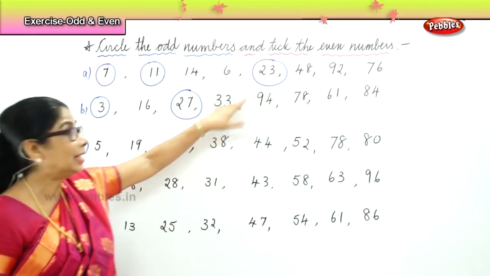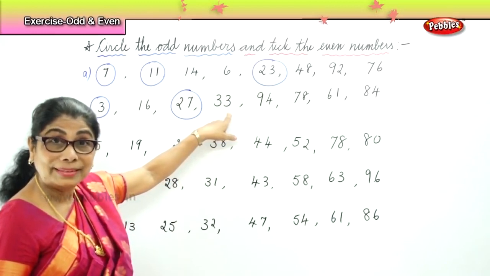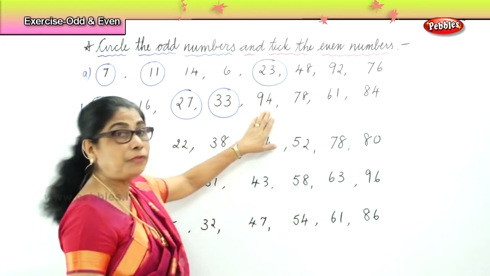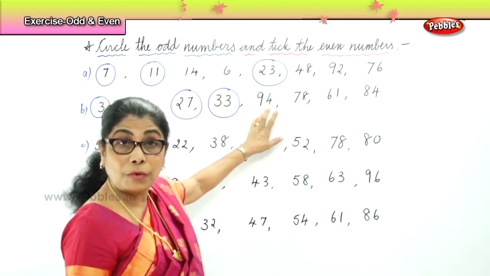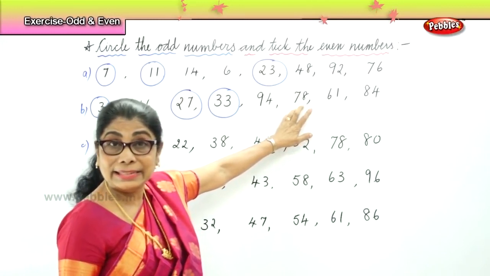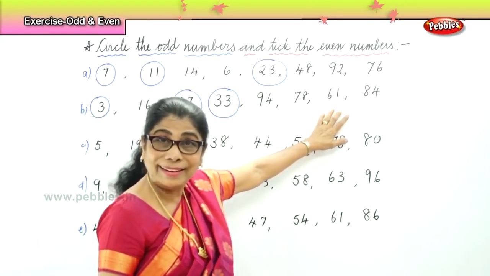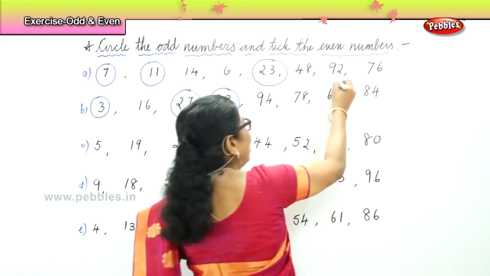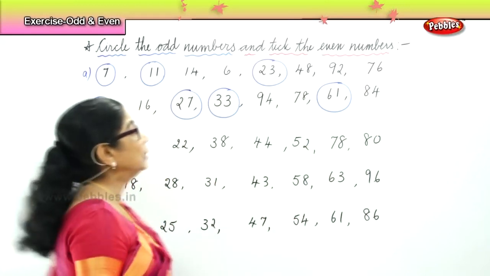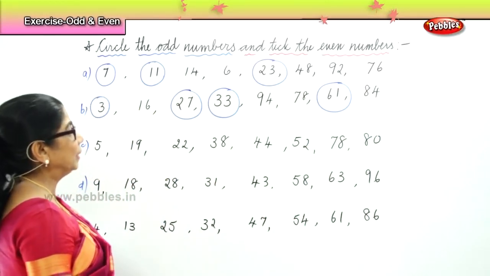33. What about 33? Ending in 3. Is it an odd number? Yes. 33. An odd number. Is 94 an odd number? Ending in 4. No. It's 78. Ending in 8. Is it an odd number? No. Very good. 61. Ending in 1. Very good. So it's an odd number. Is 84 an odd number? No. So in the second set, we have circled the odd numbers.